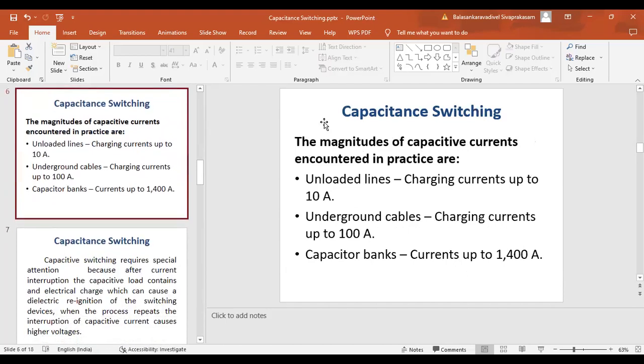During capacitance switching, the magnitude of the current for different cases is given here. For unloaded transmission lines, the charging current may be up to 10 amps. Similarly, for underground cables, the charging current may increase up to 100 amps, and for capacitor banks, the currents may lead to 1400 amperes. So these are the various cases in which the capacitance current changes.